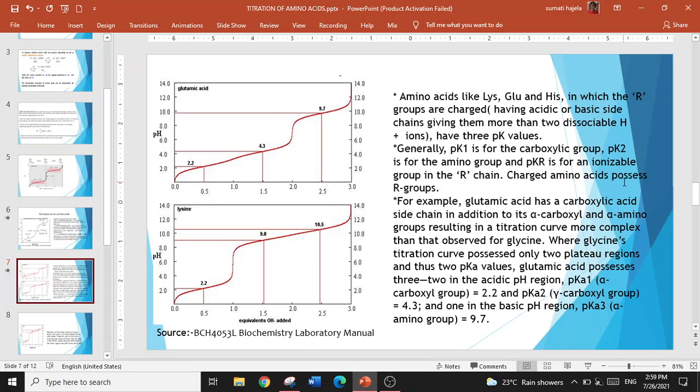Charged amino acids possess R groups. For example, glutamic acid has carboxylic acid side chain in addition to its alpha carboxylic, जो मैं already बता चुकी हूँ. तो curve will be more complex. 3 parts आने चाहिए इसके. 3 times एक group 1 by 1 titrate हो रहा है. Titrate क्या हो रहा है? Proton is binding with OH group and there are 3 groups carrying protons. So 3 times 1 by 1 they will be titrated.